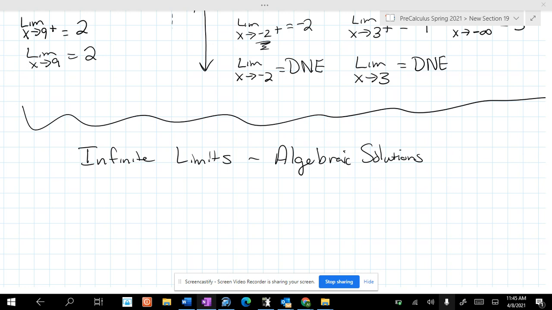Okay. Infinite limits, algebraic solutions. This is not so bad. This is not so hard.